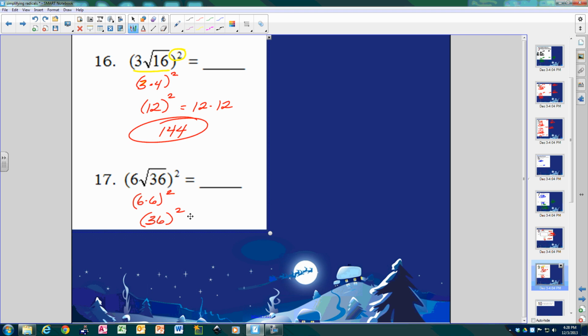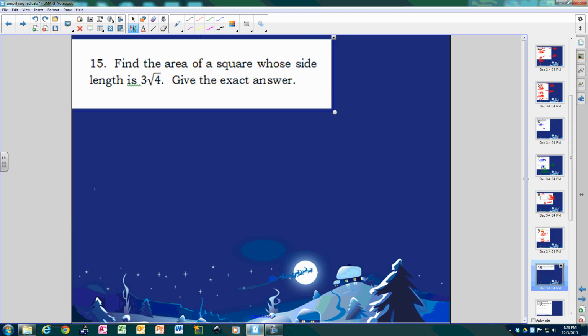is, let's see, where's mine? So 36 squared is really 36 times 36, which is 1,296. And I don't know how number 15 got to be after 16 and 17, but they really got switched around.